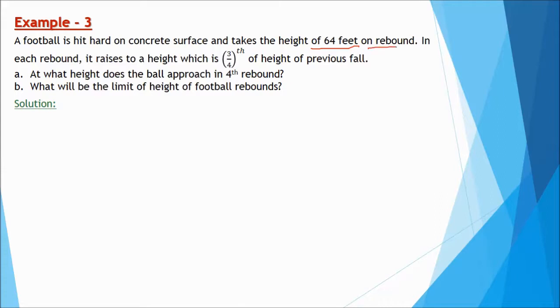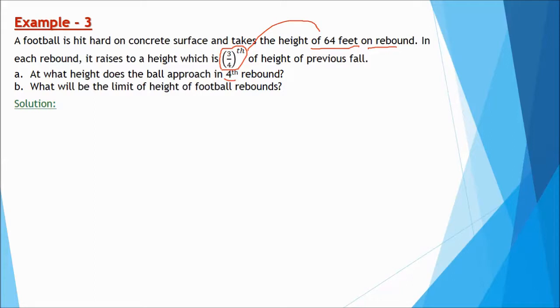On each rebound it rises to a height of 3 by 4 of the previous height, that is 3 by 4 of 64. You hit the ball hard on the concrete, it bounces off, lands, and bounces again, taking 3 by 4 of the previous height. It goes on the same way. At what height does the ball rise on the fourth rebound? It takes many rebounds and finally it settles.